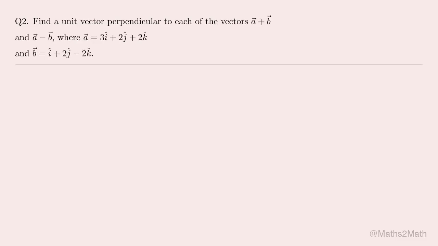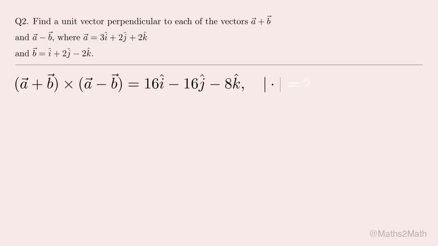Question 2. Cross the sum with the difference, then normalize. The sum is (4, 4, 0) and the difference is (2, 0, 4). Their cross is (16, -8, ...) with magnitude 24. Divide by 24.